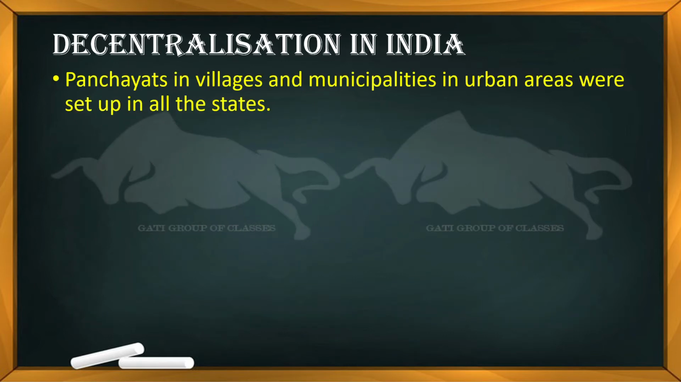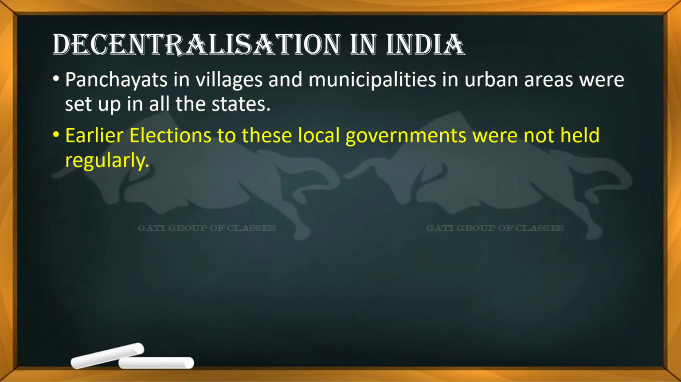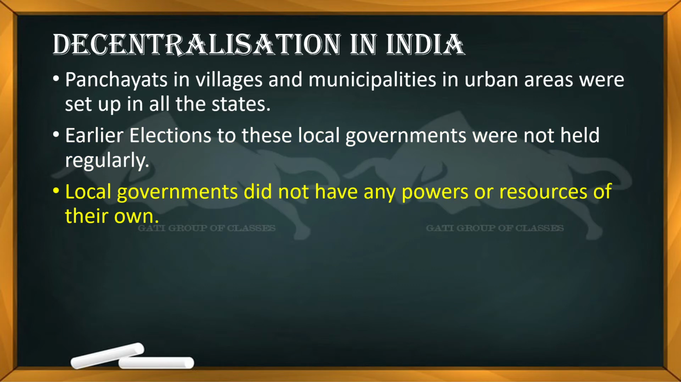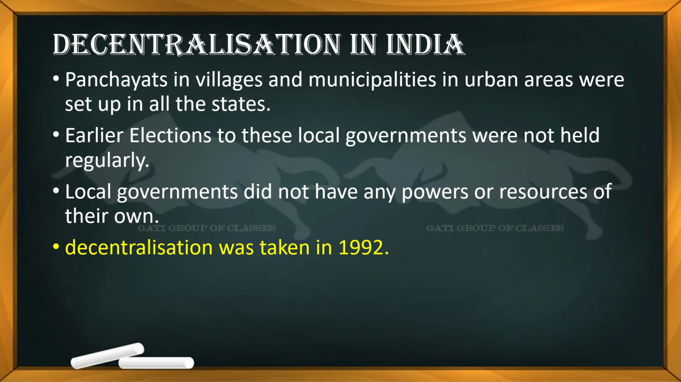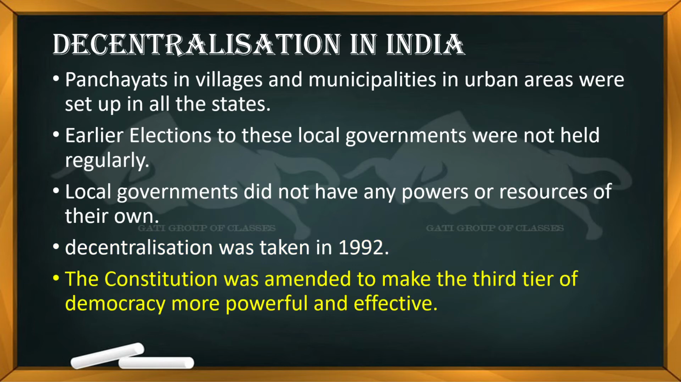Next thing is panchayats in villages and municipalities in urban areas were set up in all the states. Earlier, elections to these local governments were not held regularly, but now they are regular. Local governments did not have any powers or resources of their own, but decentralization was started in 1992. At that time, state governments were authorized to share their financial resources with the local governments so they can run things efficiently. The constitution was amended to make the third tier of democracy more powerful and effective.